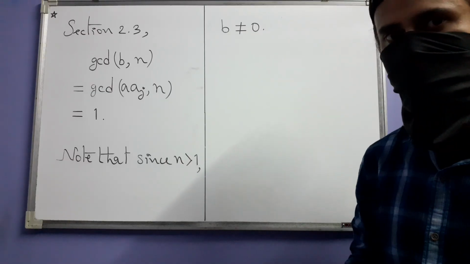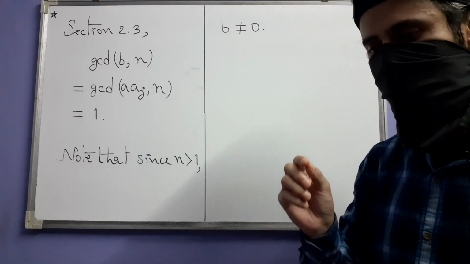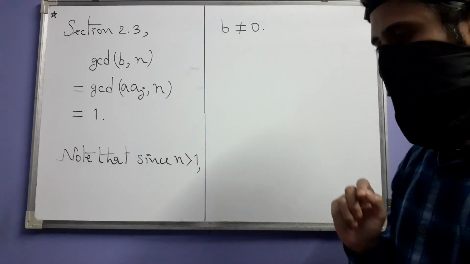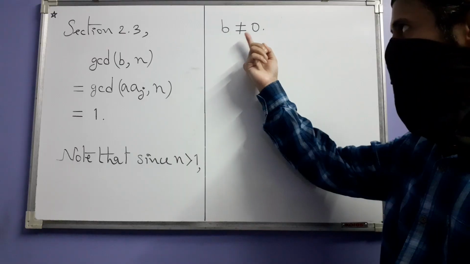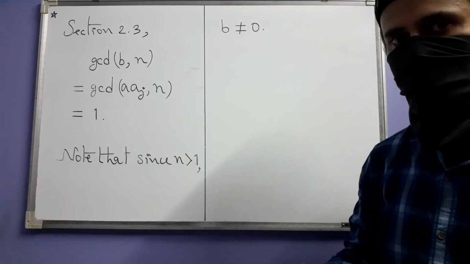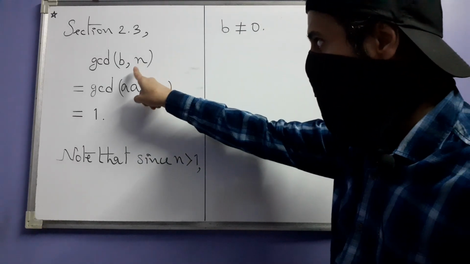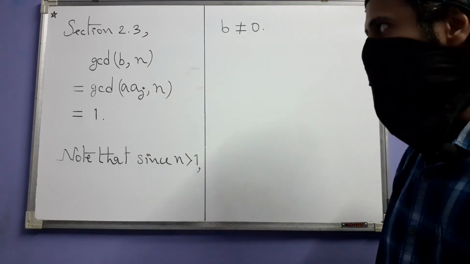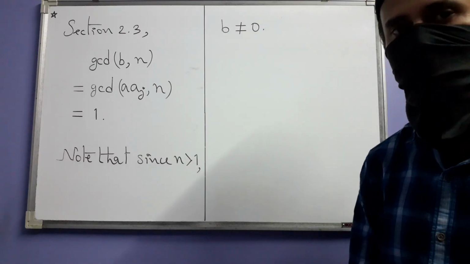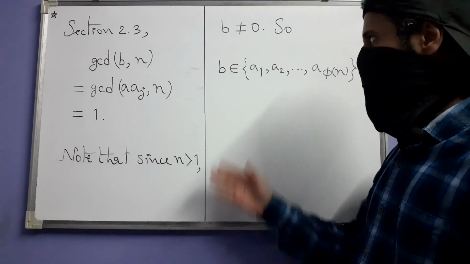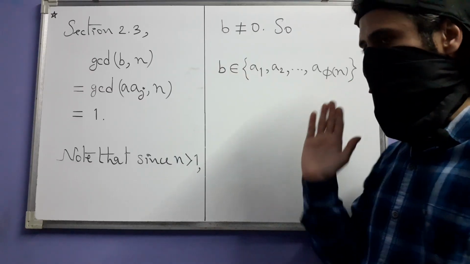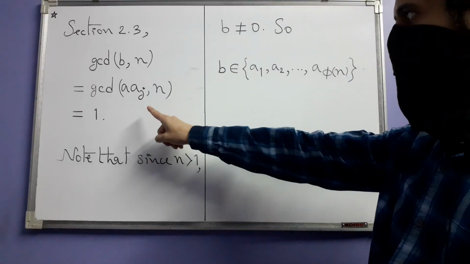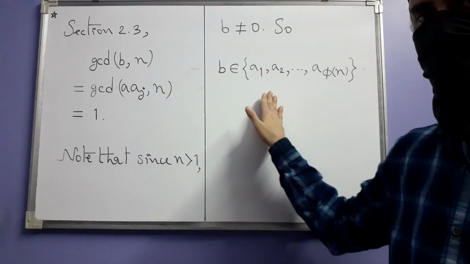But what do we know about b? We already know that b is greater than or equal to 0 and is less than n. So b now becomes a positive integer because of this, which is less than n, and at the same time it is relatively prime to n. What does that mean? It just means that b is one of those a_i's. So this is what we have. b belongs to this set. But a·a_j is congruent to b, so that's how any such a·a_j is congruent to one of these numbers.